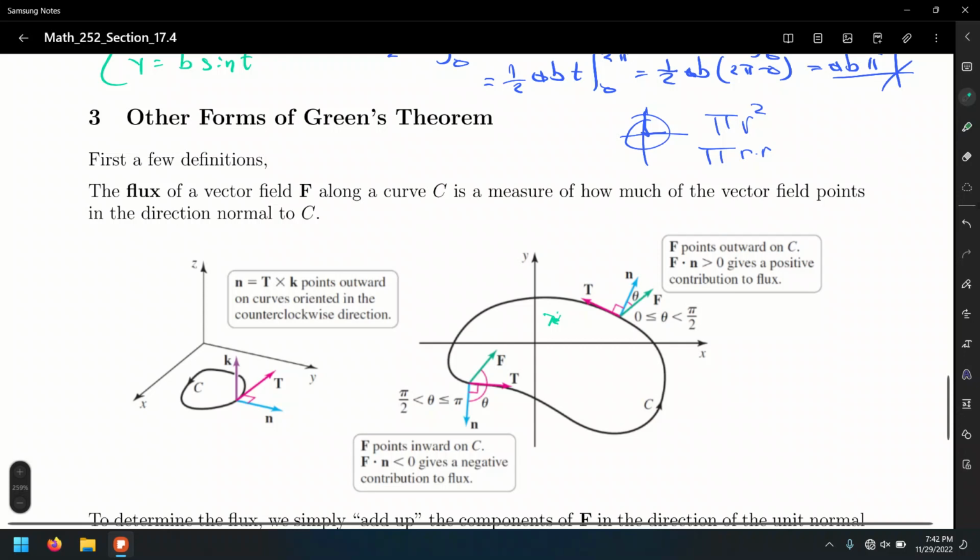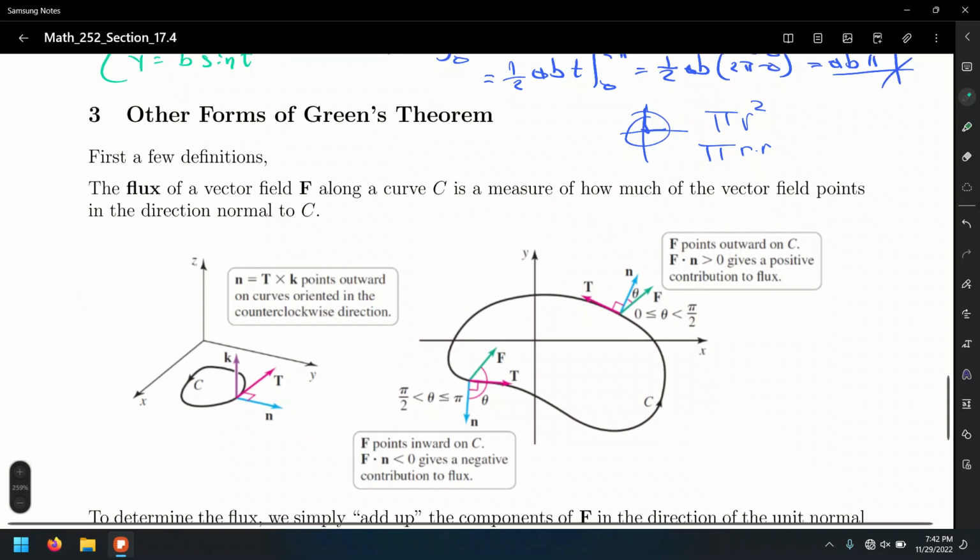But now we're going to look at flux essentially. And flux is related to the normal component. It's how much of the vector field is going outside of that region or against the region, depending on the sign.